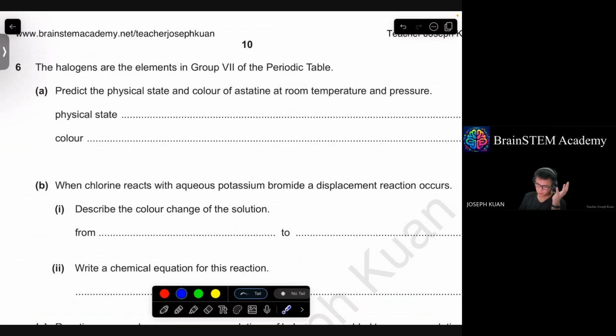As we progress from one halogen to another, we should expect to see the particles get more and more packed together, which means that we will expect to see a solid state. Fluorine, chlorine usually is a gas, bromine usually is a liquid, and then iodine is mostly a solid at room temperature and pressure. So you expect the particles to be more and more packed, so you will expect to see a solid. Whereas for color, we will expect to see the color get darker and darker. So this one should be a black solid for astatine.